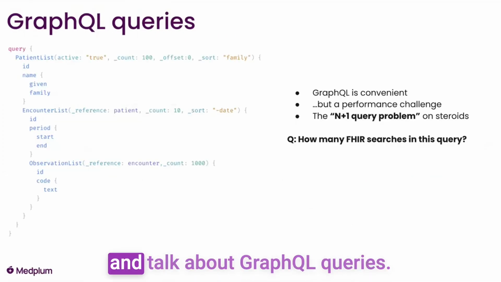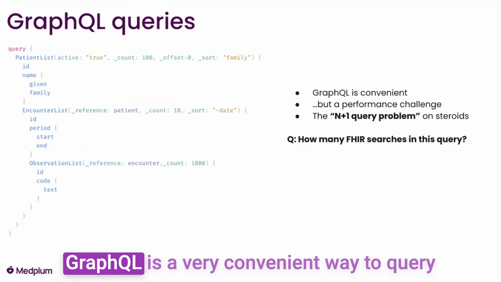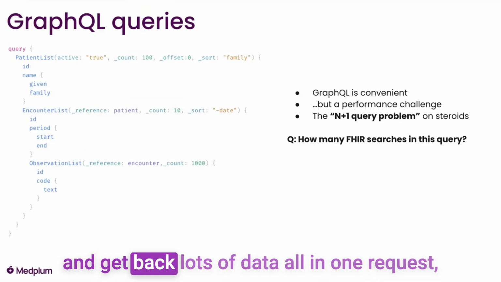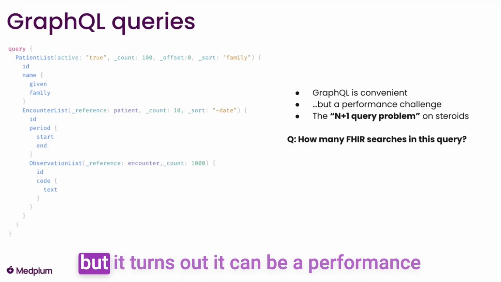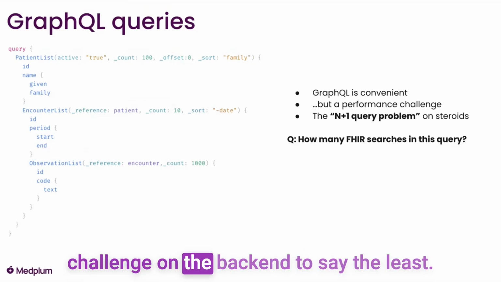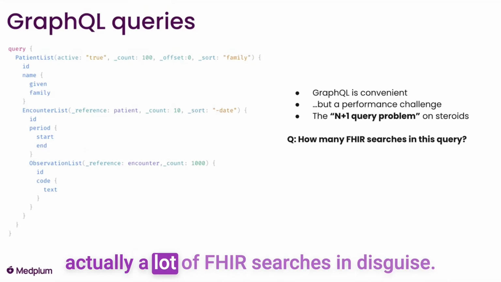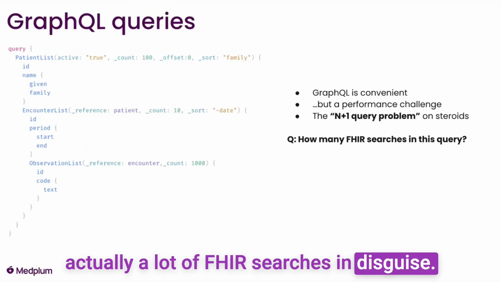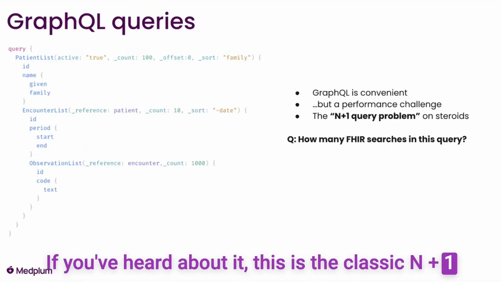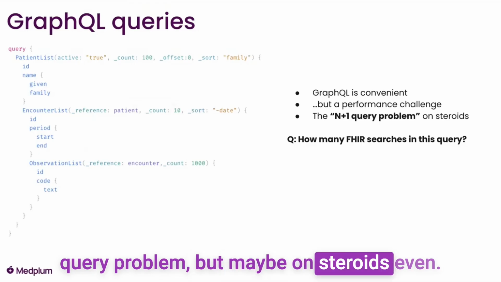From there, let's zoom out a bit and talk about GraphQL queries. GraphQL is a very convenient way to query and get back lots of data all in one request, but it turned out it could be a performance challenge on the back end, to say the least. This innocent-looking GraphQL query is actually a lot of FHIR searches in disguise. If you've heard about it, this is the classic N+1 query problem, but maybe on steroids even.